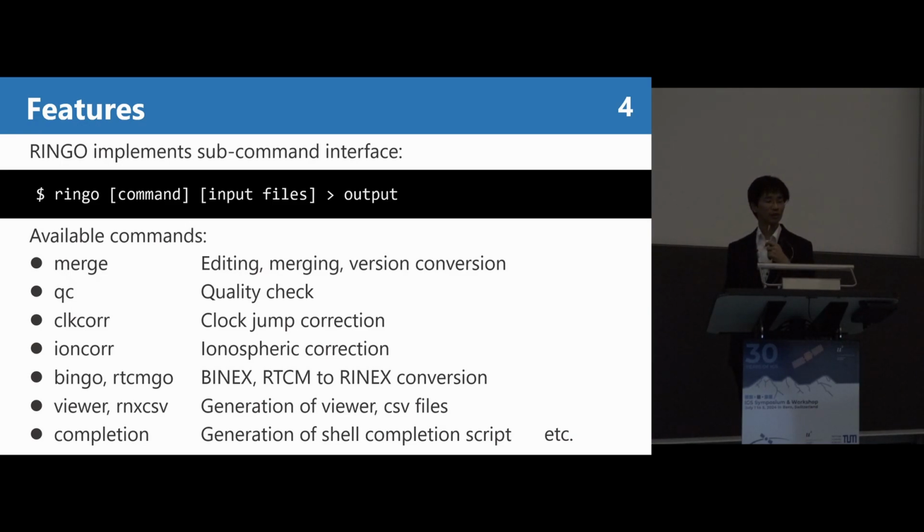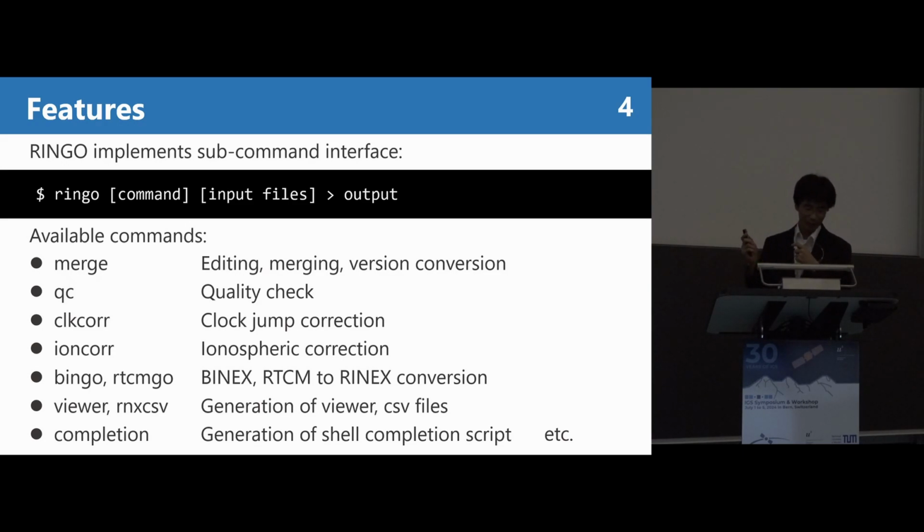RINGO implements a subcommand interface, which provides simple and readable syntax. Available subcommands are shown here, which include editing and merging, which is achieved by the merge command, and quality checking, which is achieved by the QC command. Also, various kinds of correction are conducted, such as clock correction and ionosphere correction. Also, the results can be visualized by a viewer command, and format conversion is possible, such as BINEX and RTCM are applicable for this software.